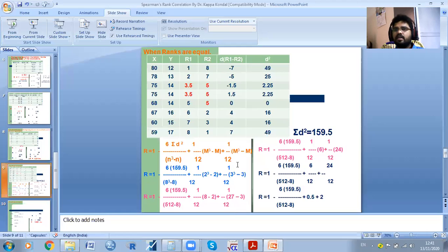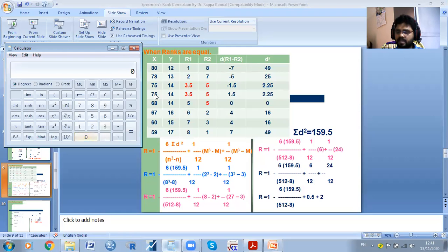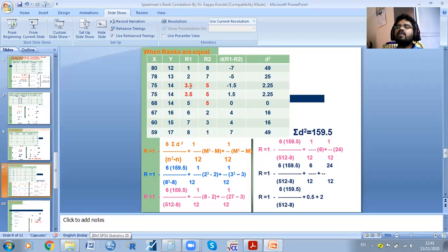What do we have to do when marks are repeated? We simply give the rank on the basis of their marks. How? We give the third rank plus fourth rank divided by 2. Third and fourth, 3 plus 4, how much? 7 by 2, how much? 3.5. Then we need to give equal weightage to both people. That's why we give 3.5 rank to the third person and 3.5 to the fourth person also.